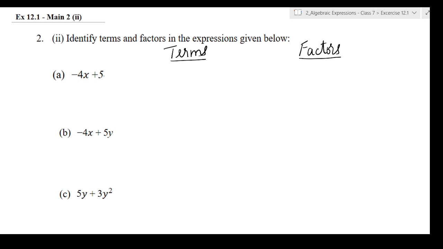Now, minus 4x plus 5. Which are the two terms? You have minus 4x and plus 5. So minus 4x and plus 5 are the terms of this expression. Then they've asked you to find out the factors. What is the factor of minus 4x? It is minus 4 and x. What is the factor of plus 5? It is plus 5.